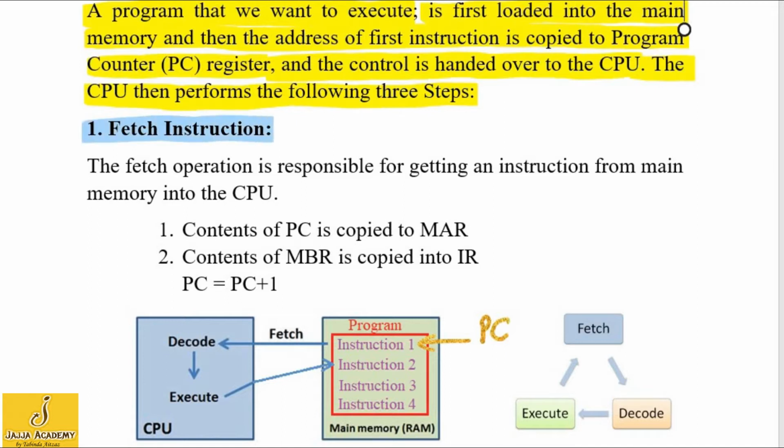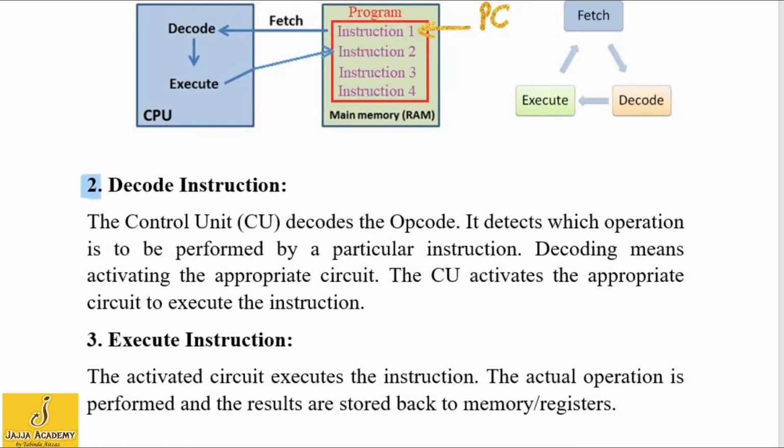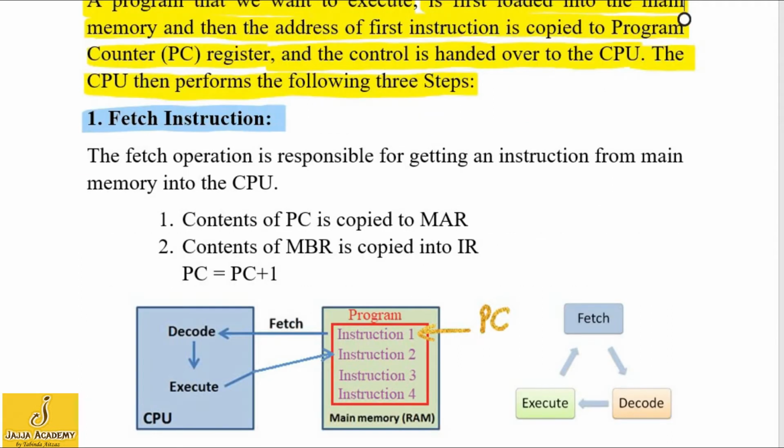Number 1, fetch instruction. Number 2, decode instruction. And number 3, execute instruction. Now let's see what happens in fetch instruction. The fetch operation is responsible for getting an instruction from main memory into the CPU, and it comprises two steps. Number 1, the contents of the PC are copied to the MAR register. MAR stands for Memory Address Register.